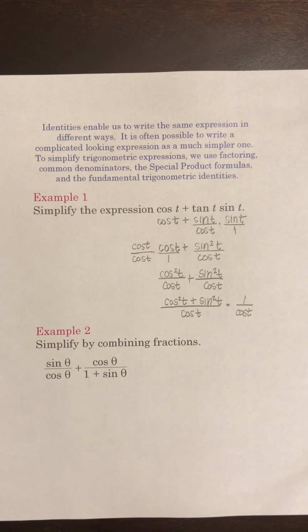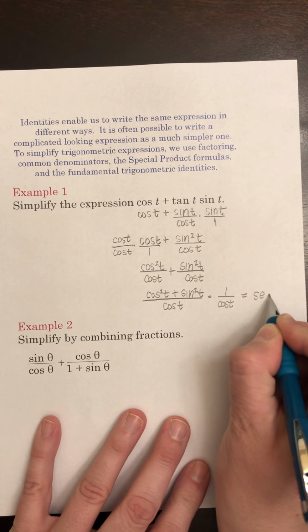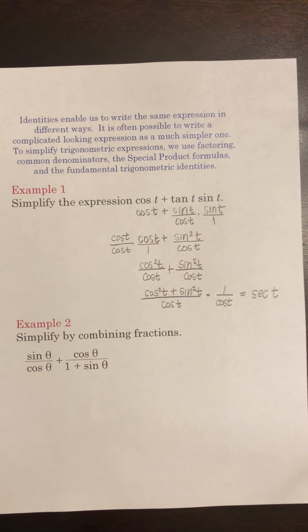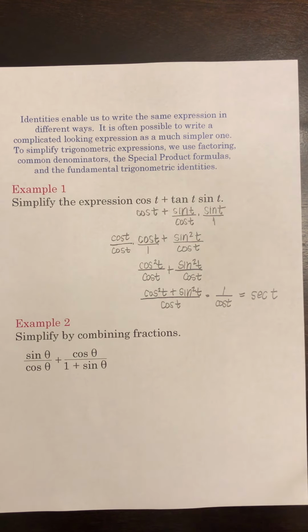And hopefully you remember that 1 over cosine t turns into secant t. Those are reciprocals of one another. So we took cosine t plus tangent t sine t, and we have simplified it into just a single trigonometric function of secant t. So that's a lot of the goal of what we're doing in this chapter, is simplifying things.